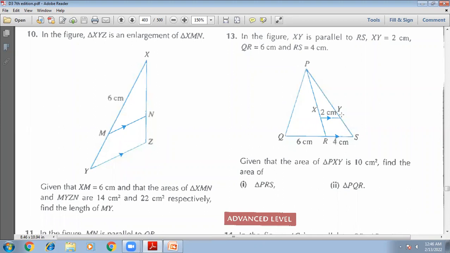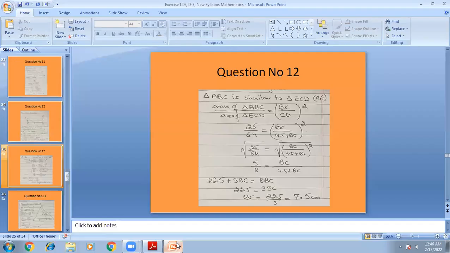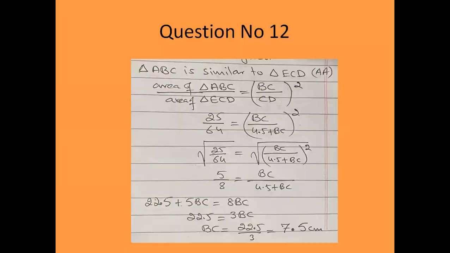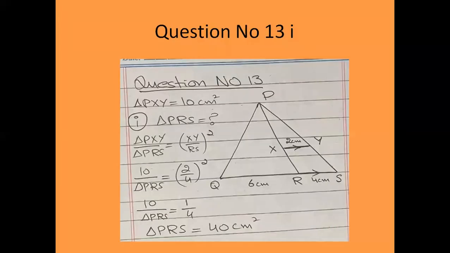If you look at the PXY and the PRS, these sides are parallel to each other. So this small triangle and this big triangle, they will be similar to each other. And if they are similar to each other, then the ratio of their areas will be equal to the square of the ratio of their sides. So let me do the first part, and here we go. So the question number 13, the triangle PXY equals 10 centimeters square. The area of the triangle PRS is the question.